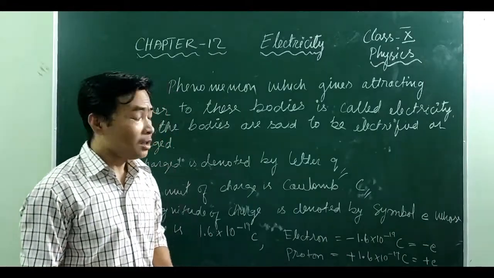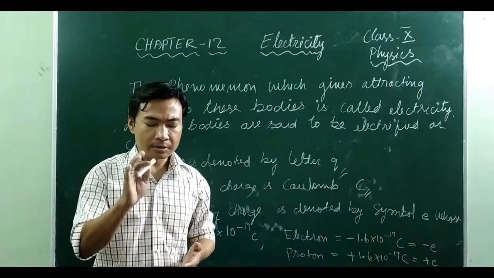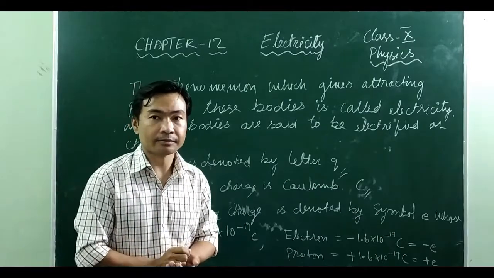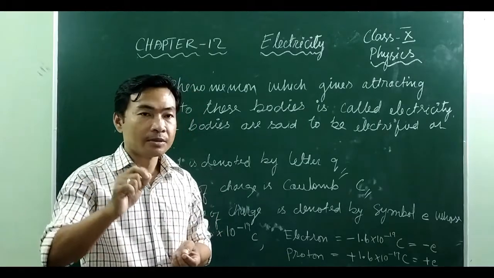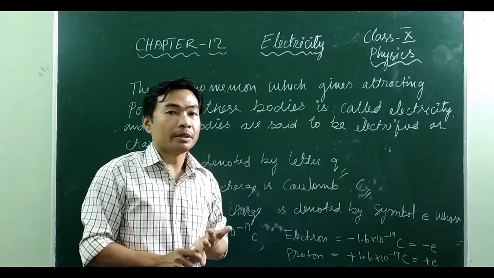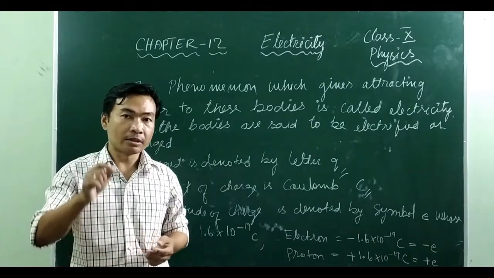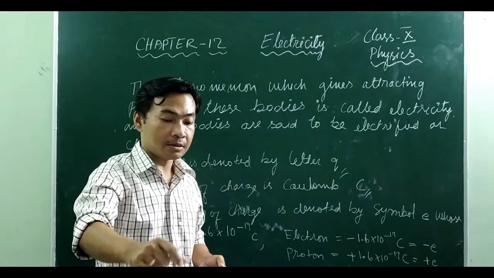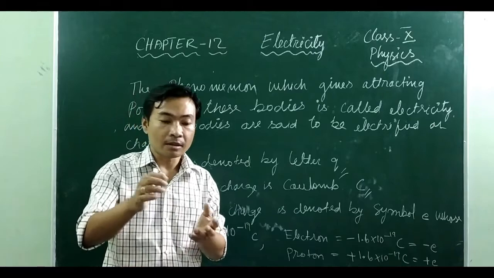Now, one example of charging of a substance is when you take a comb and rub it with dry hair. What happens? After some time you will observe that this comb acquires a property of attracting small bodies, like small pieces of paper. So after rubbing, when you bring this comb near the small pieces of paper, the small bits of paper will be attracted towards this comb.